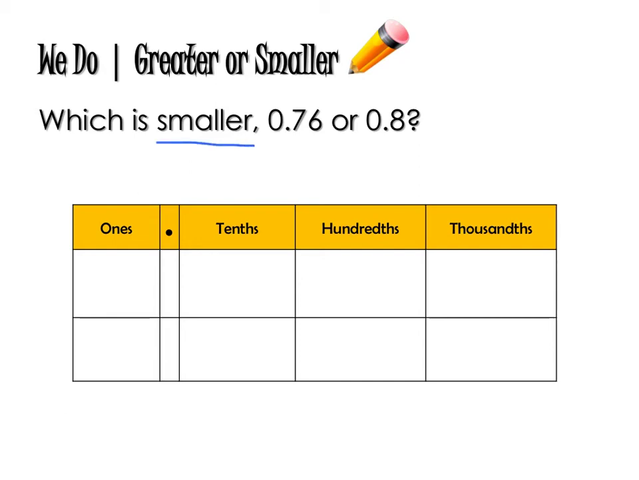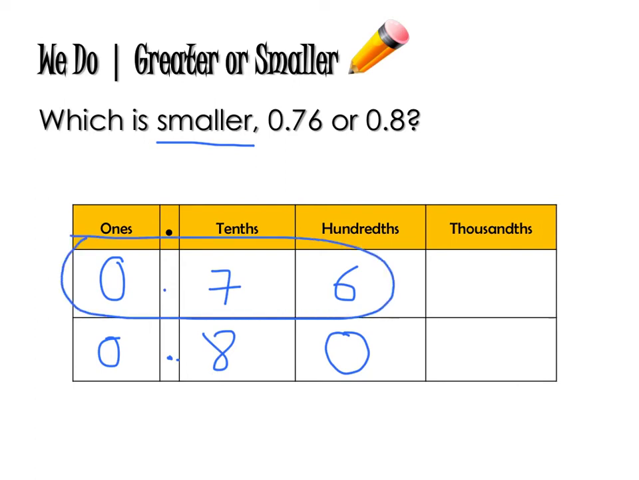We want which is smaller, 0.76 or 0.8. Likewise, I'm going to write the decimals into my place value chart, 0.76 and 0.8. Remember, if there's an empty space, it is actually filled in by a 0. So let's begin. Let's look at our ones place. Both zeros, no comparison, we move on. Tenths place, this is 7, this is 8. Remember, I want the smallest. So which will be my smallest? 0.76. So which is smaller? You write 0.76. So this is your answer.